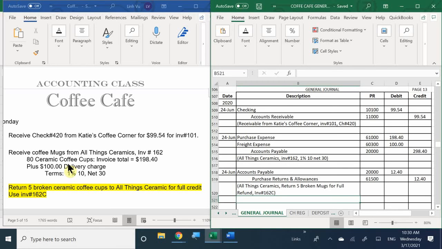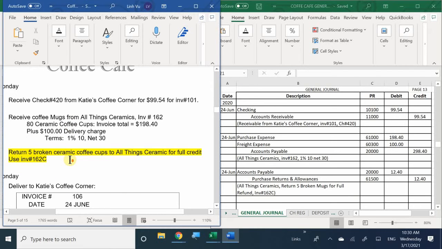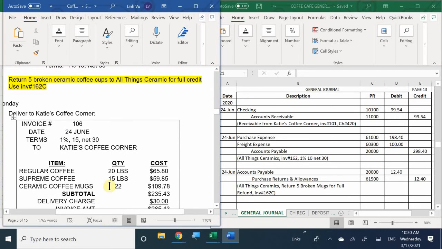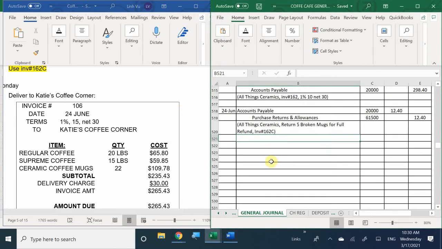All right, so we left off by receiving our inventory items and we just made our returns. So now let's go ahead and see what happened on the 24th of June. We delivered to Katie's Coffee Corner.